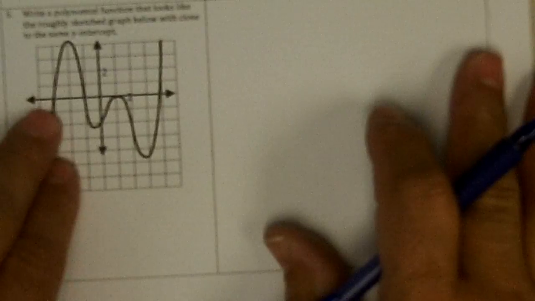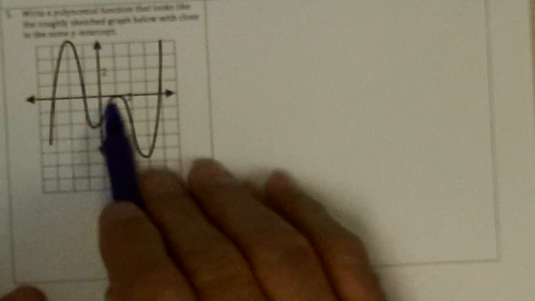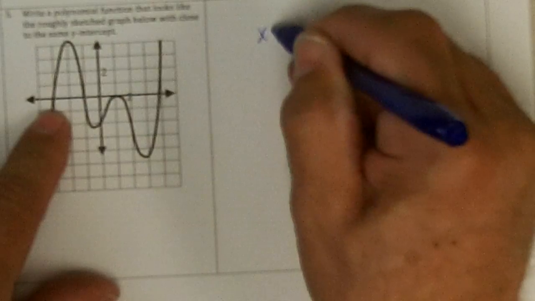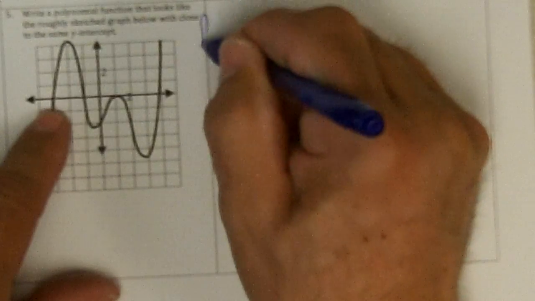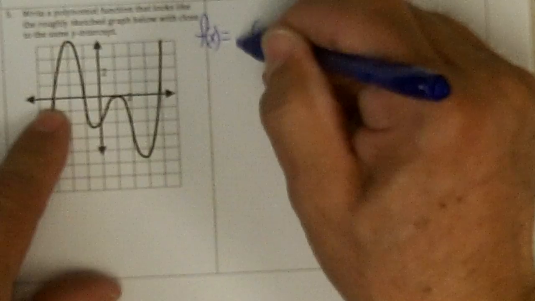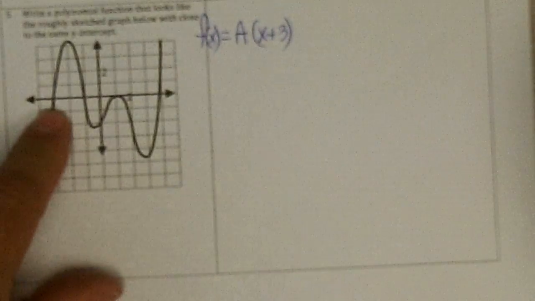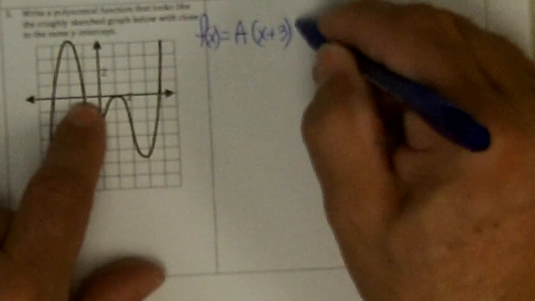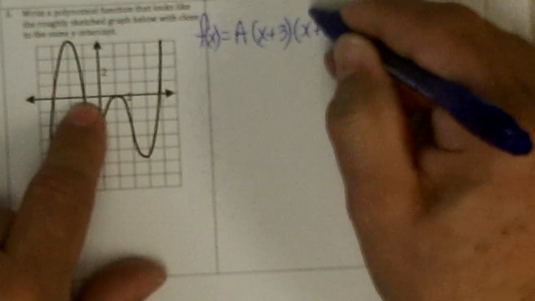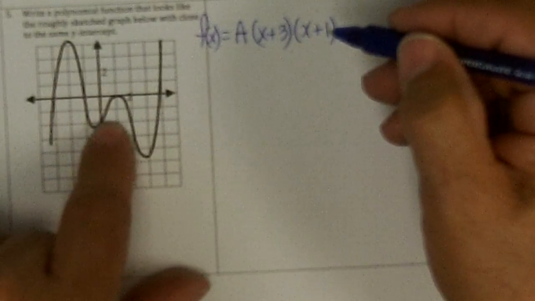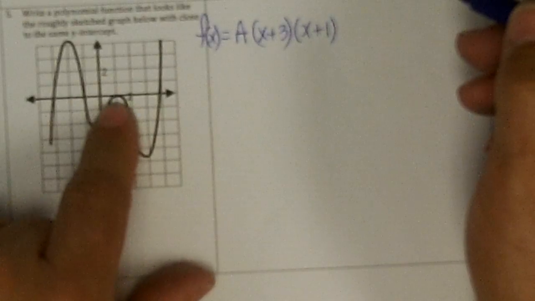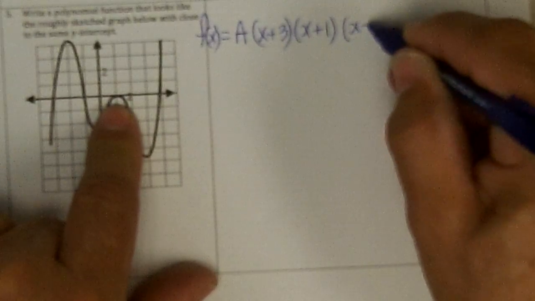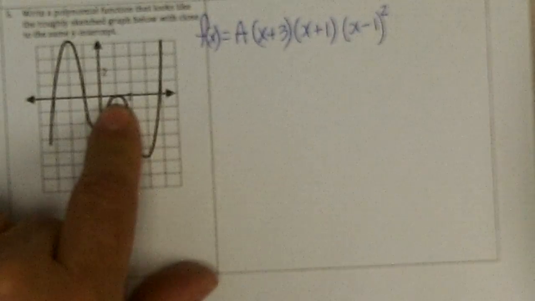And finally, number 5. So just going from left to right, it goes through minus 3, so it means a factor is x plus 3. And we're trying to find the function. And there might be a stretch or shrink factor a, so I'm going to put that there. It goes straight through at minus 1, so that means x plus 1, again to 1 power, because it went straight through. It then bounces at positive 1. So that must be x minus 1 twice.